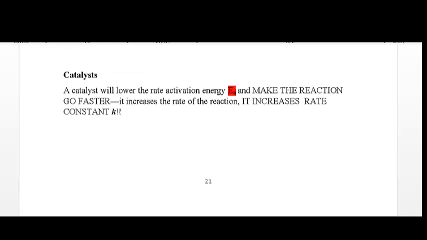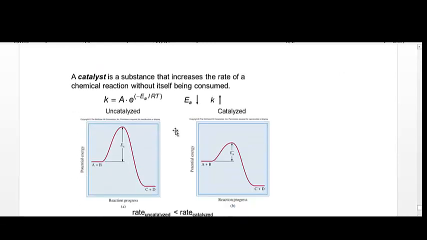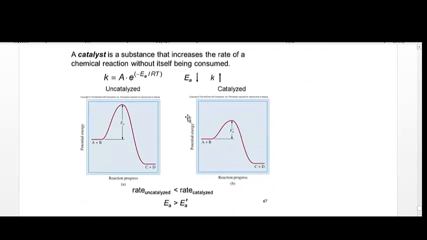Catalysts actually lower the activation energy and it increases the rate constant K. So if we look at our reaction diagram, the uncatalyzed reaction has an activation energy. The catalyzed reaction actually lowers the activation energy. So it doesn't make an endothermic reaction exothermic, nor does it make an exothermic reaction endothermic. It doesn't change the overall thermodynamic trajectory. It just takes a reaction and makes it go faster, okay, by lowering the activation energy.